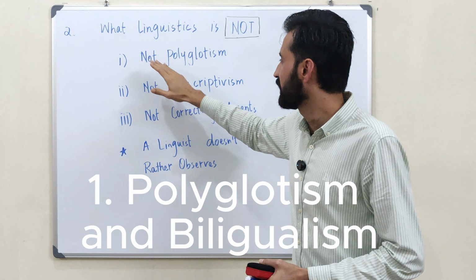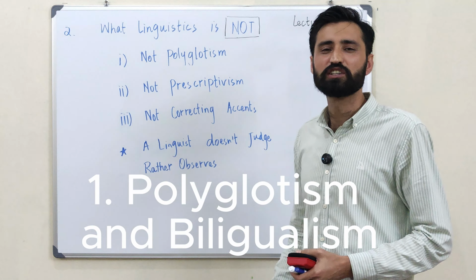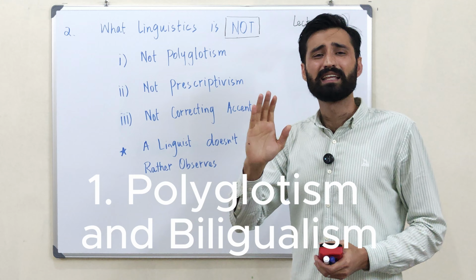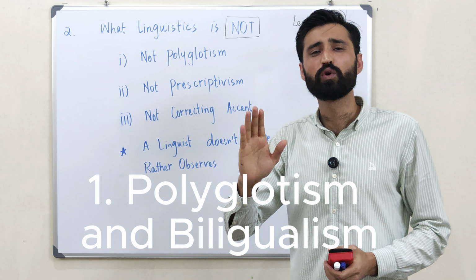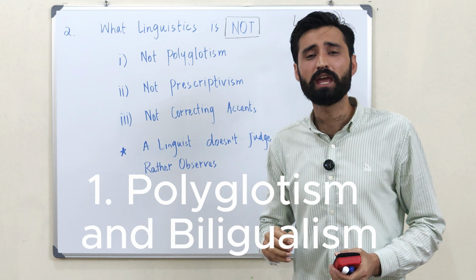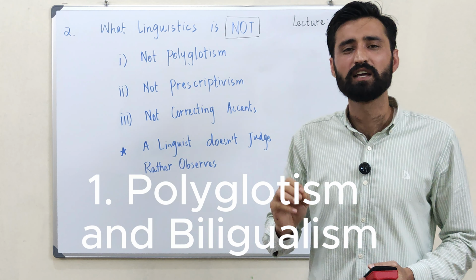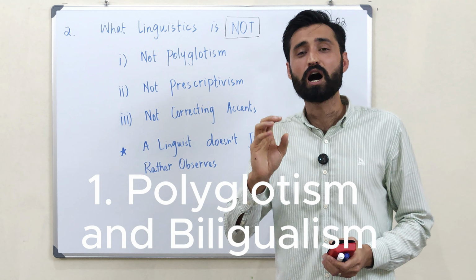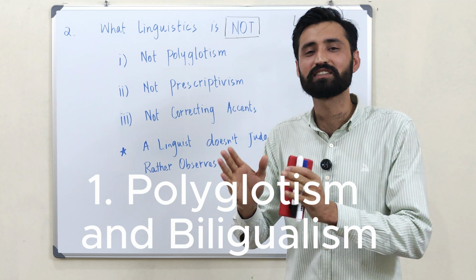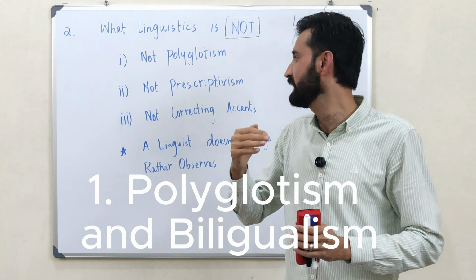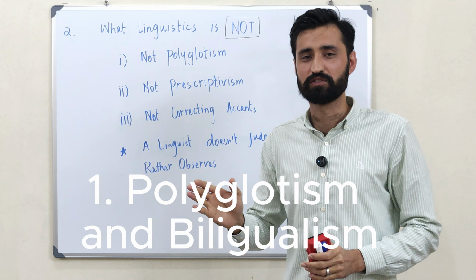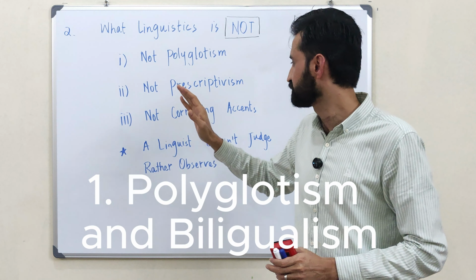Now, why am I saying that linguistics is not at all about polyglottism? Because there can be a person who can understand and speak several languages, but that does not make him a linguist. Why am I saying this? Because we need to know how this language works. The usage of language in different contexts is far more important than only understanding the language. So I hope you would have got the idea.